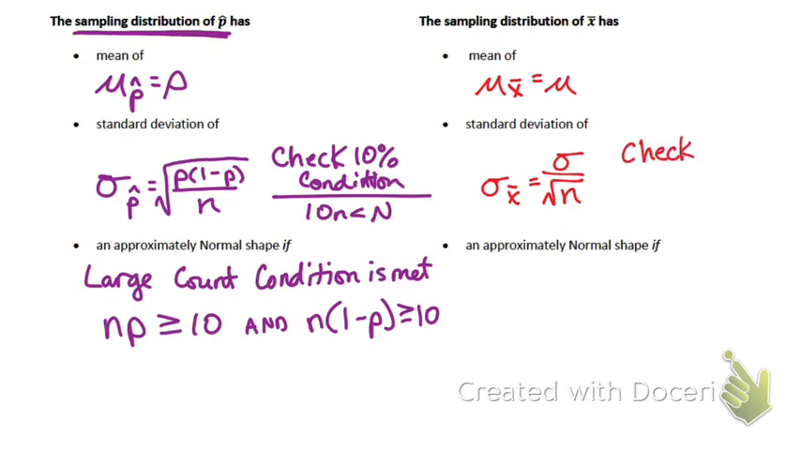I'm sorry, for the standard deviation, you still had to check the 10% condition. That was still a thing. So 10 times n had to be less than the population.